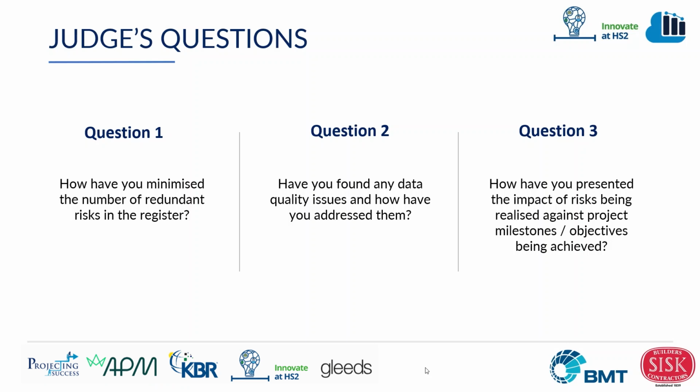And question 3, how have you presented the impact of risks being realised against project milestones and objectives? We think that by increasing the breadth of impact categories, we'll provide more data around cost, quality, and delay, for example, which provide a more tangible view of how milestones and objectives risk being impacted.